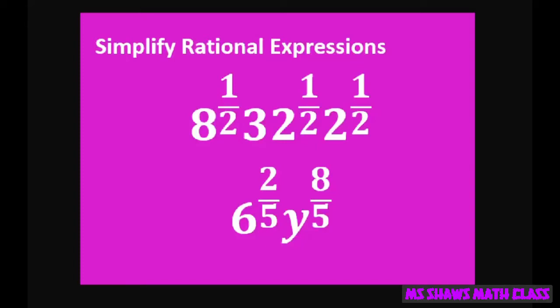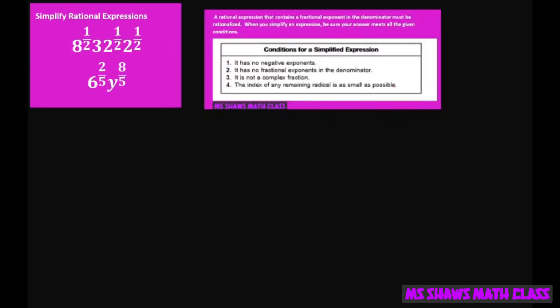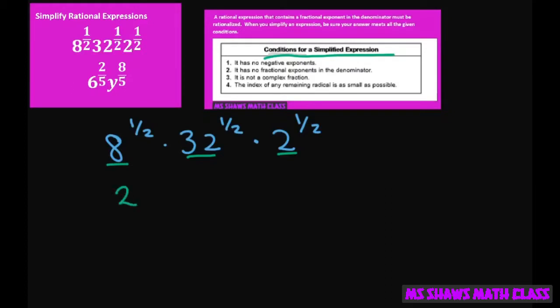Everyone, we're going to simplify these two radical expressions with the rules and conditions for simplifying them. The first one looks a little weird, so I'm going to rewrite it. It's 8 to the 1/2 times 32 to the 1/2 times 2 to the 1/2. If I want to make these all the same base, I can write 8 as 2 cubed, to the 1/2. This one would be 2 to the 5th, to the 1/2, and then we still have 2 to the 1/2.